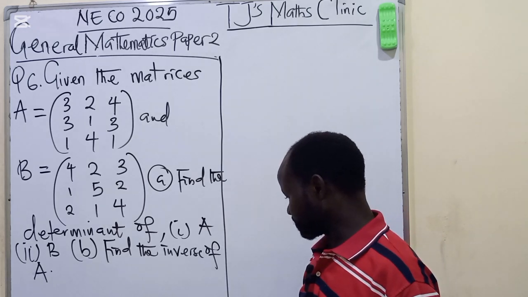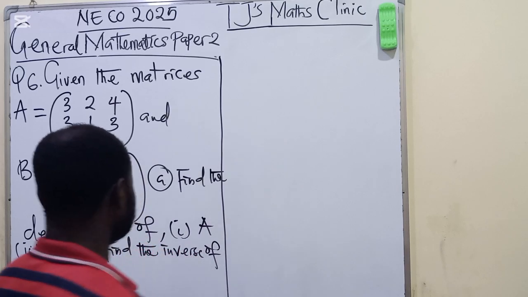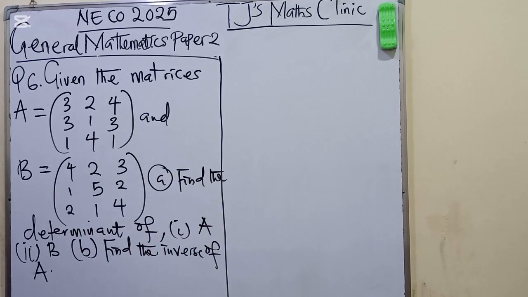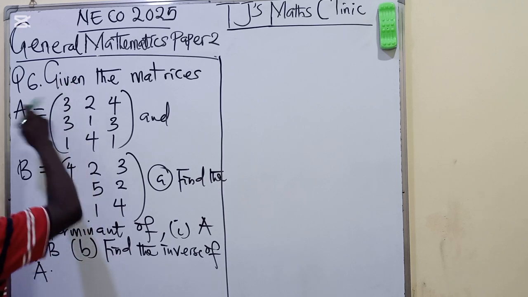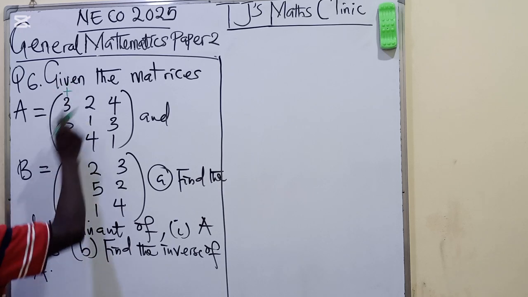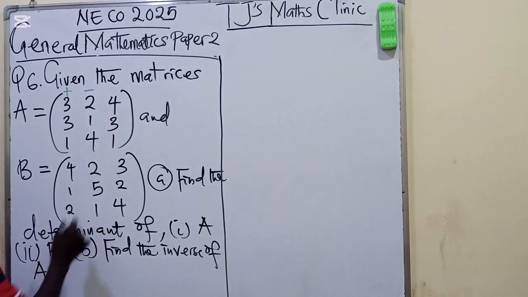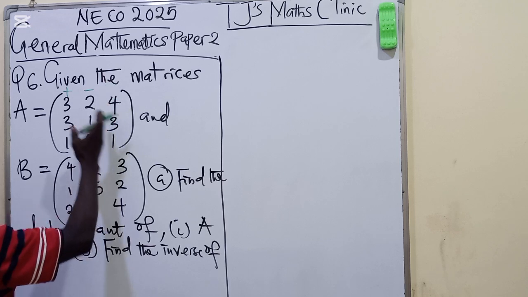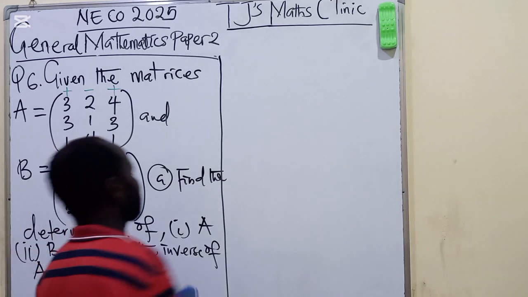Of course, this is from matrices and determinants. Let's look at how we can handle this. First, we are asked to find the determinant of this 3 by 3 matrix. Very important, the rule is here: this is the first column, first row, so here will be plus. This is the second column, first row, so here will be negative. This is the third column with first row, so here will be positive. This will be our guide.